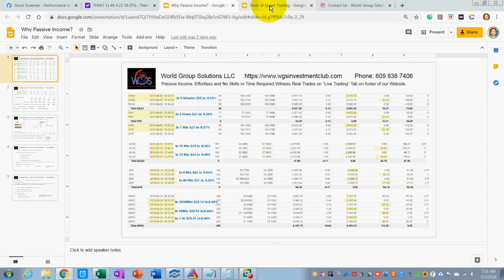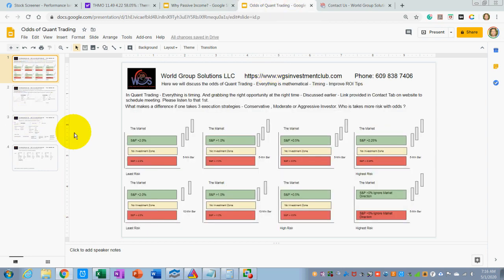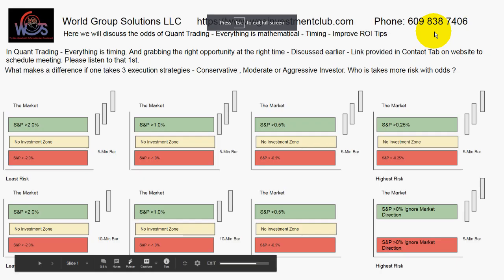So let's get back to the odds of trading. Having said that, I will probably put it into presentation mode so that it's easier. But I'll flip through all those four tabs all the time.